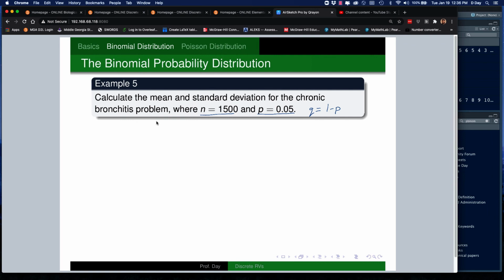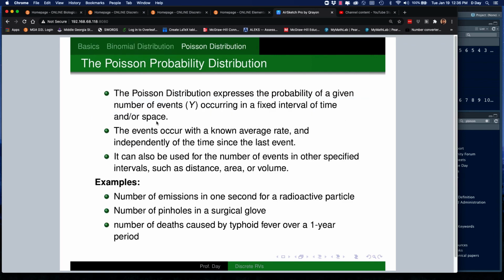All right, so let's move on to talk about the Poisson distribution. It's one of my favorite ones to pronounce, Poisson. It's named after a mathematician. The Poisson distribution is used to express the probability of a given number of events occurring in a fixed interval of time and/or space. So really you have a certain time interval or a spatial interval that you're looking into, and the variable of interest is how many times you see an event occur in that interval.